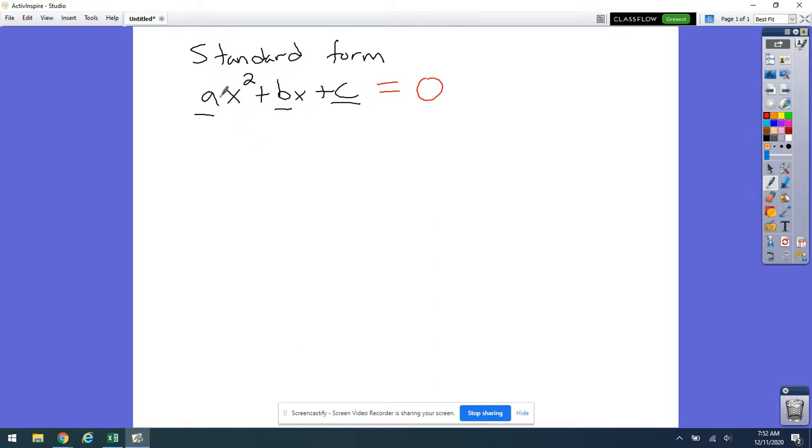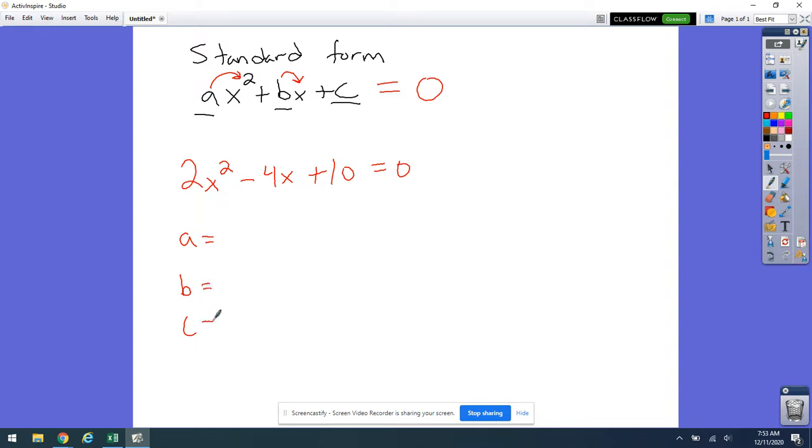And also just making sure that a is associated with the x squared, that b is associated with the x, and c is that constant number. So let's go ahead and go over some examples. Say for instance I had one that was just straightforward, 2x squared minus 4x plus 10. As a student, you have to look at it and see, is it in standard form, is it aligned with this format here, and then just identify your coefficients.